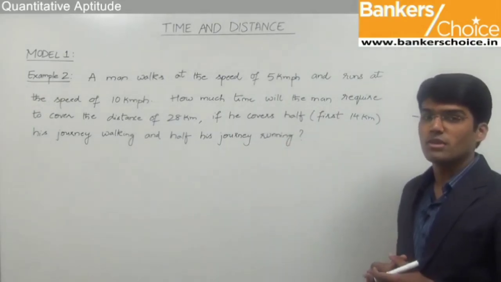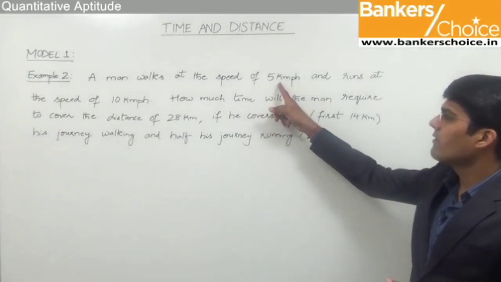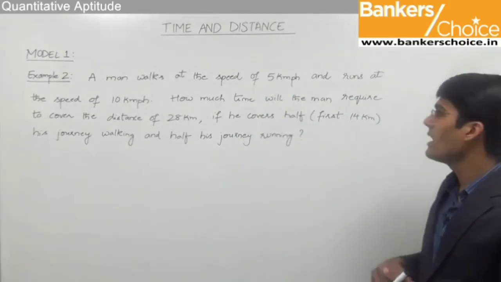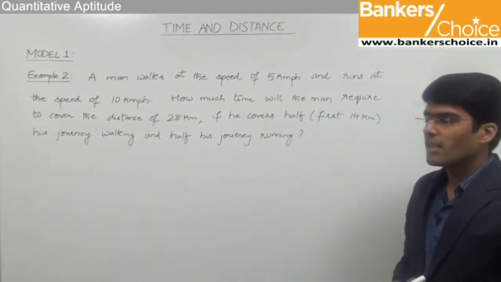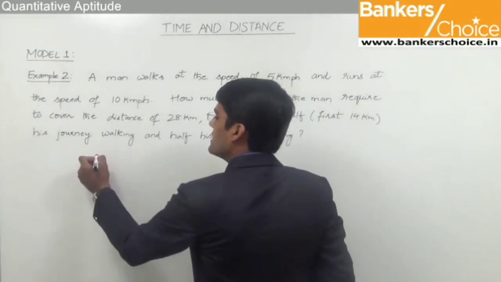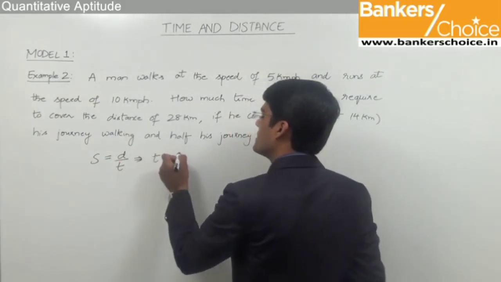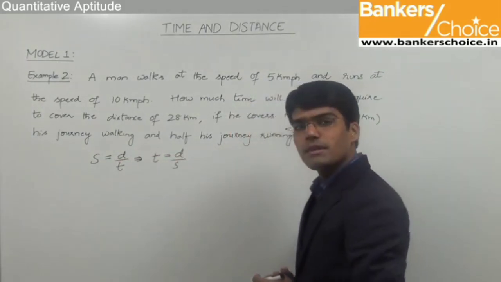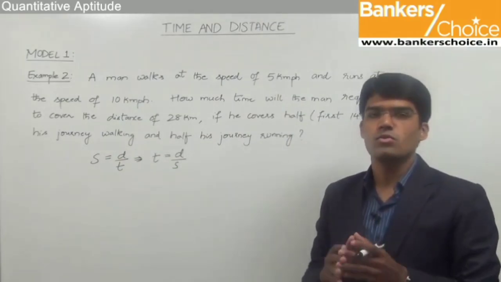So we need to find out the total time required by the man. We also know the speed of the man when he is walking, that is 5 kilometers per hour, and his speed while running will be 10 kilometers per hour. Let us see how we can solve this question. We know that speed is equal to distance by time, or from this we can say time is equal to distance by speed.